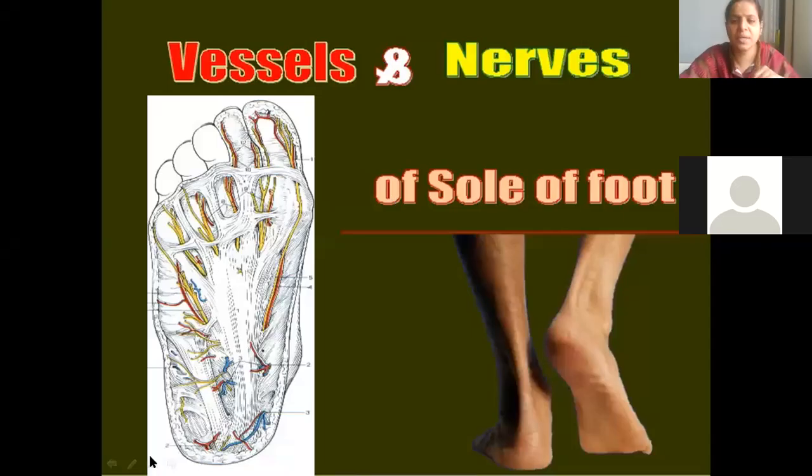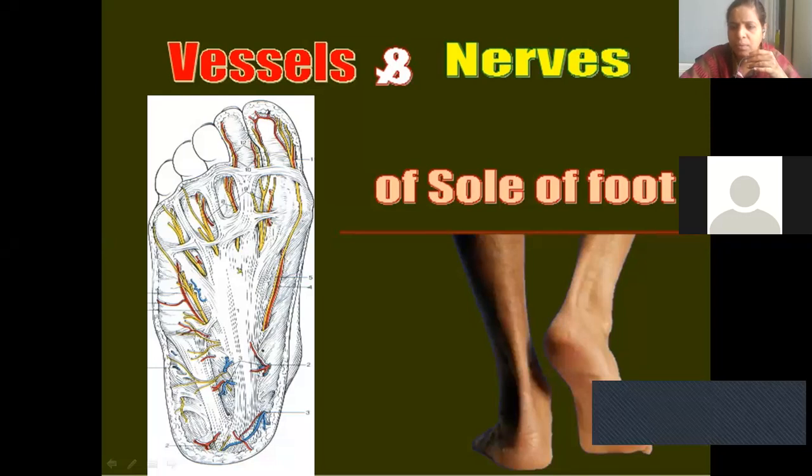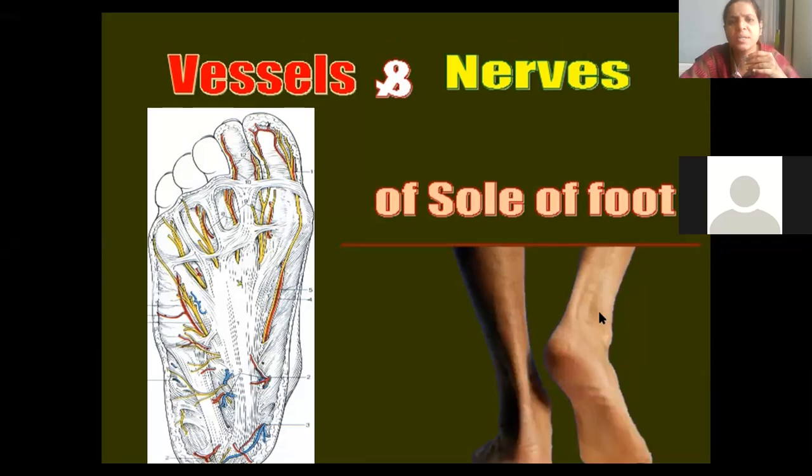So yesterday we have finished the muscles, right? How many layers of muscles did we see in the sole? Four layers, isn't it? Immediately below the skin, what did we see? Plantar aponeurosis. Okay. So then what are the muscles you have seen in the first layer?